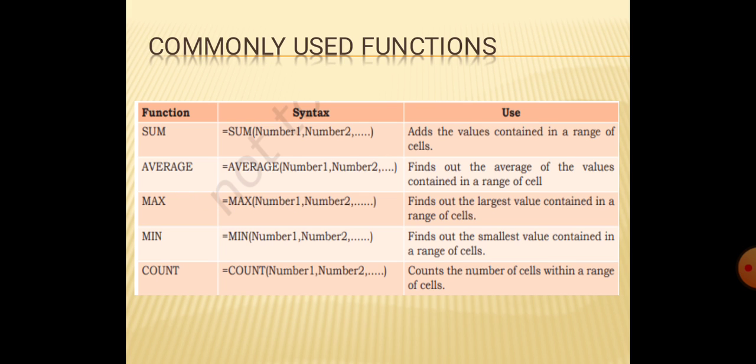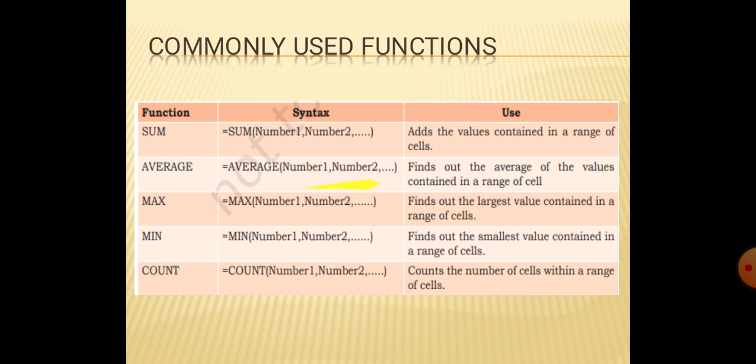Next one, commonly used functions of the spreadsheet. There is a set of predefined functions. Predefined functions means they are defined by the developers at the start itself. We are going to see some basic predefined functions. The first one is sum. Sum adds the values contained in the range of cells. For example, the previous one, D2 to D7. All those values will be added by the use of the sum function.